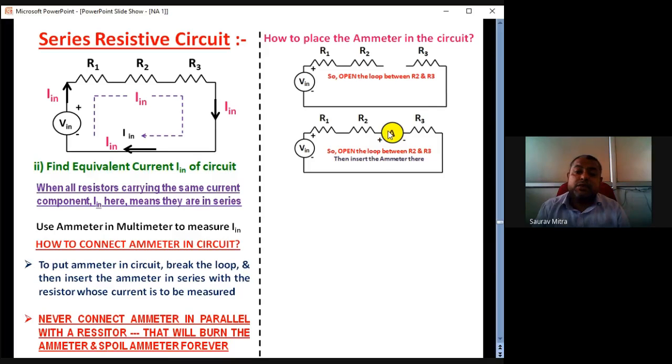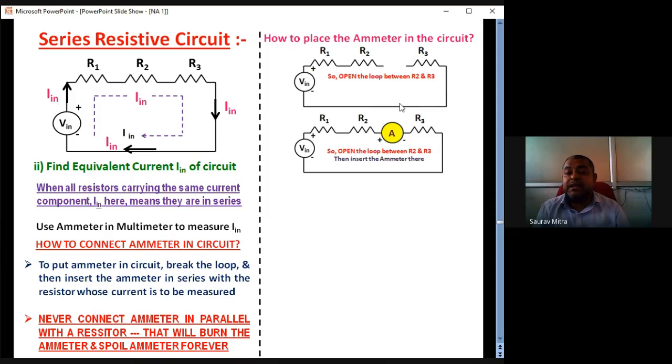The ammeter has two probes, one positive, one negative. Which side should be connected where? Whichever side is nearer to the positive of the battery, there you should connect the positive side. Because we know that in this loop, the current is flowing in the clockwise direction. So wherever the current is entering the ammeter first, that side should be positive. The ammeter has a red probe and a black probe. The red should be connected to the point which is nearer to the positive of the supply, and the black should be connected to the point which is nearer to the negative of the supply.